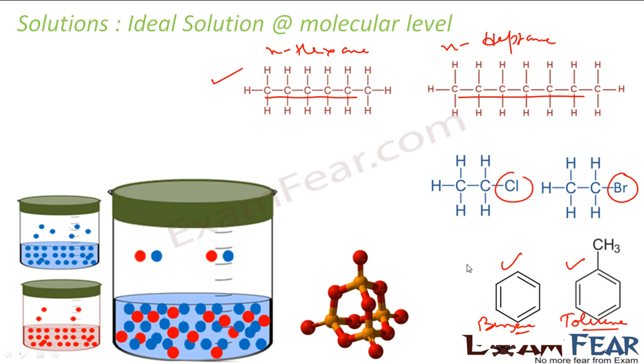If you see these near ideal solutions, they look almost similar. See n-hexane and heptane, almost similar. Chloroethane, bromoethane, benzene, toluene, they are all similar. Thus, the force of attraction between benzene and benzene, between toluene and toluene, and between benzene and toluene will be almost the same. Same thing with this. The force of attraction between two chloroethane molecules or two bromoethane molecules, or between bromoethane and chloroethane molecules will be almost the same, right? Because they are almost similar molecules. Thus, you can see that these form near ideal solutions.